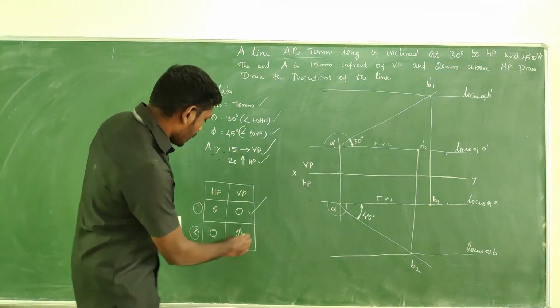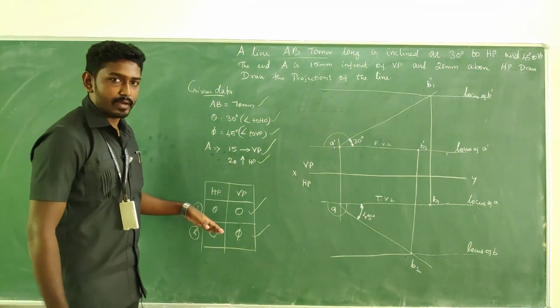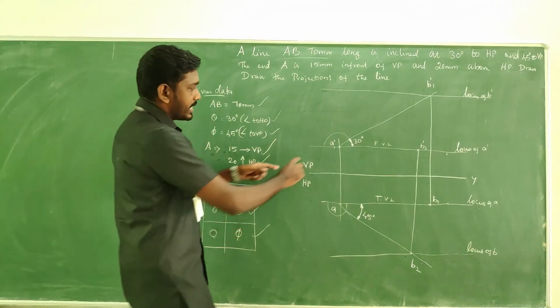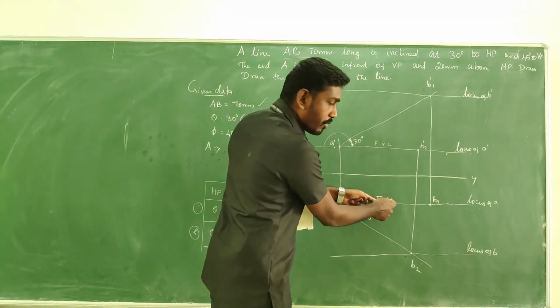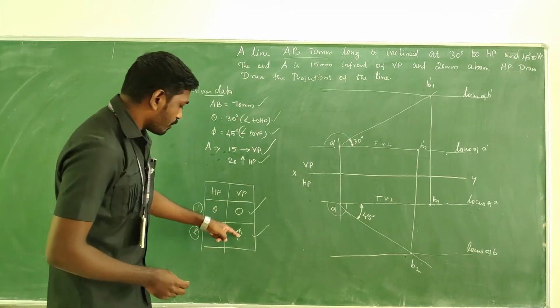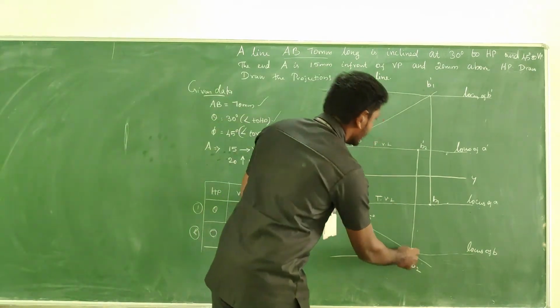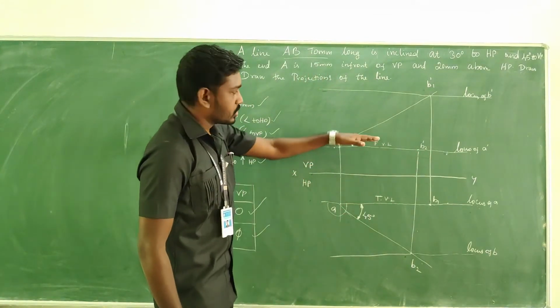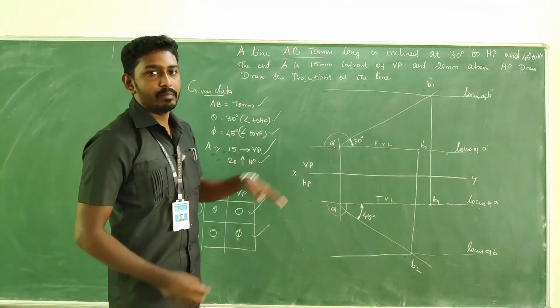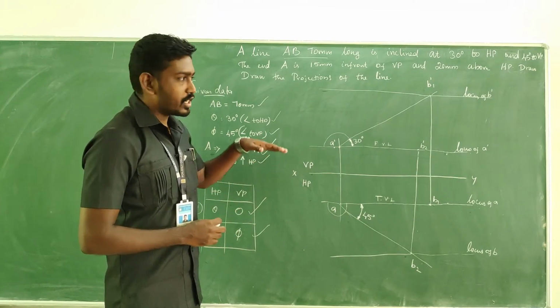Now see, the condition is satisfied. With theta, we have taken the projection so that we got the top view length. With the help of phi, we have done the projection, so we got the front view length. So now is the perfect time to implement the rotation line method.